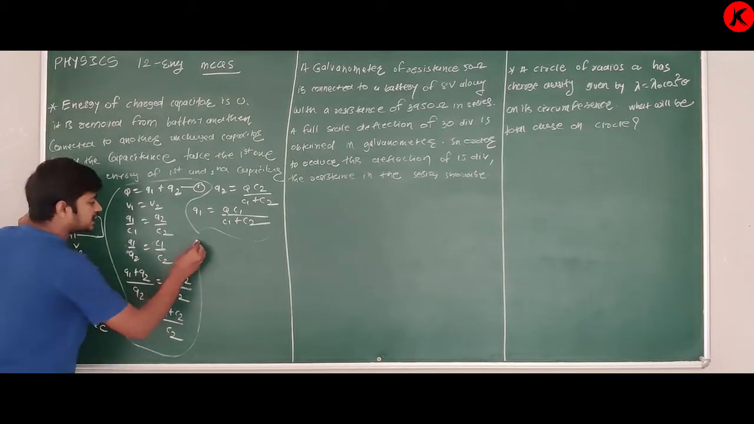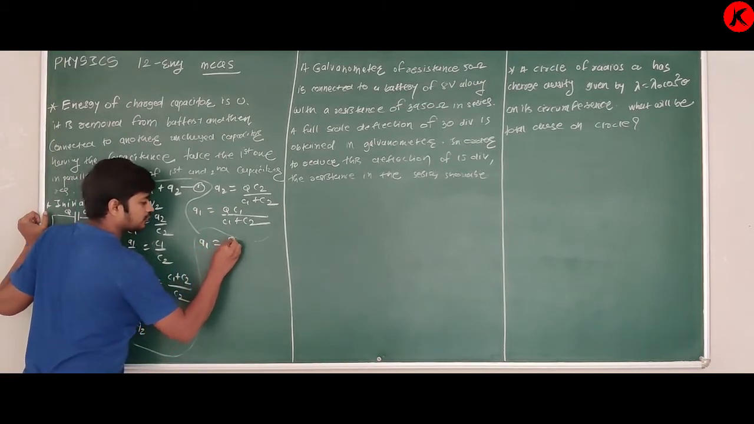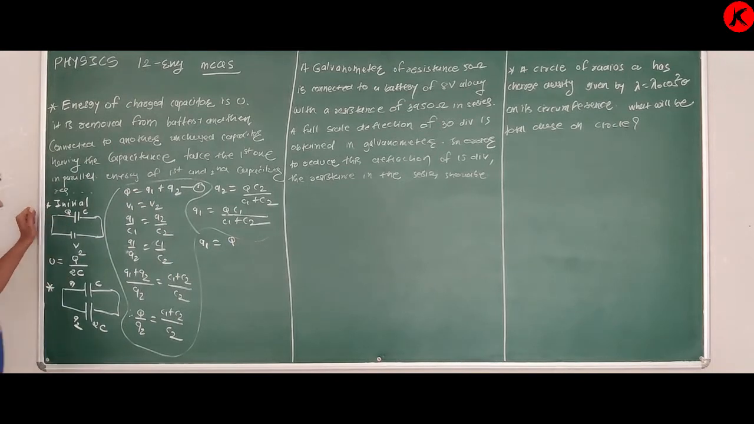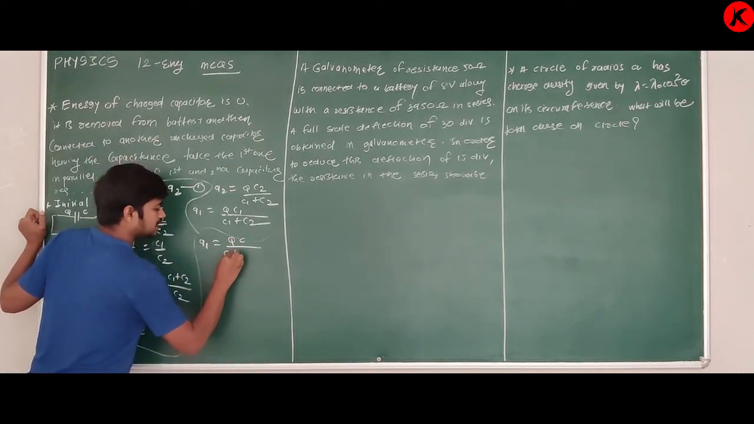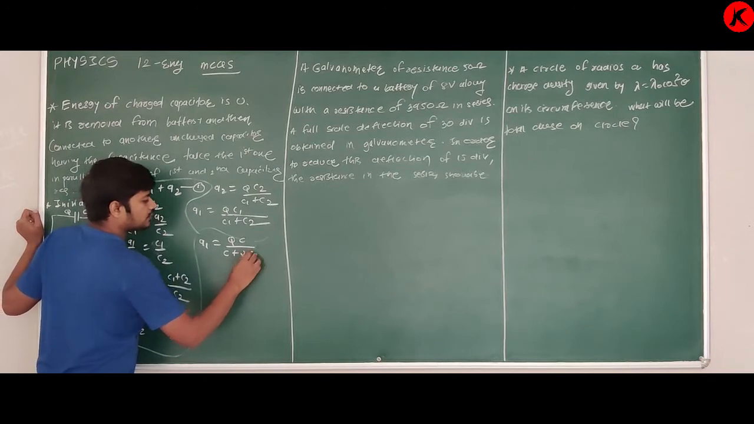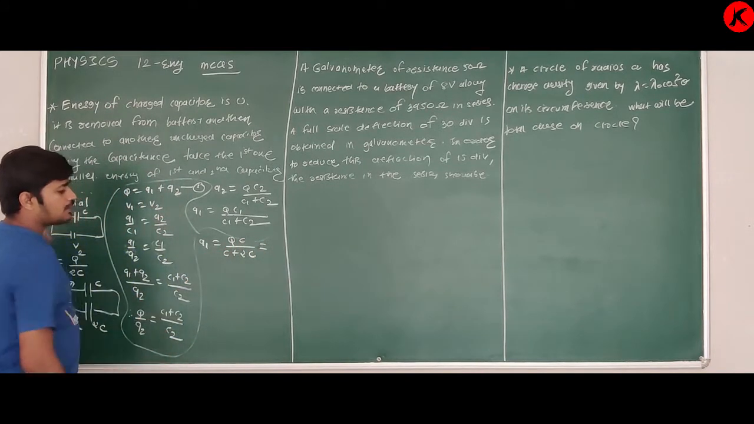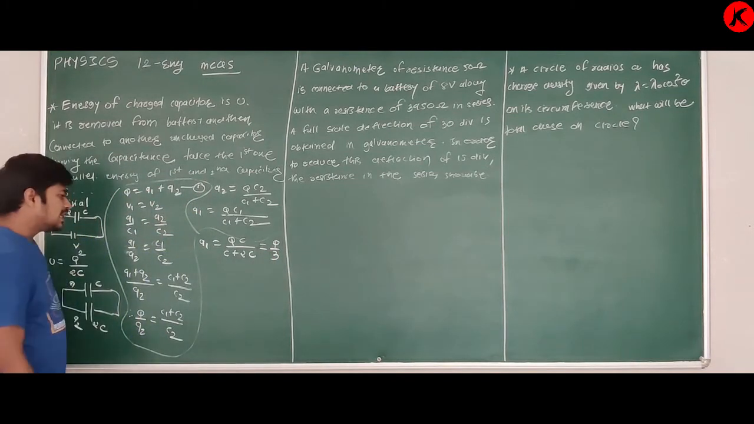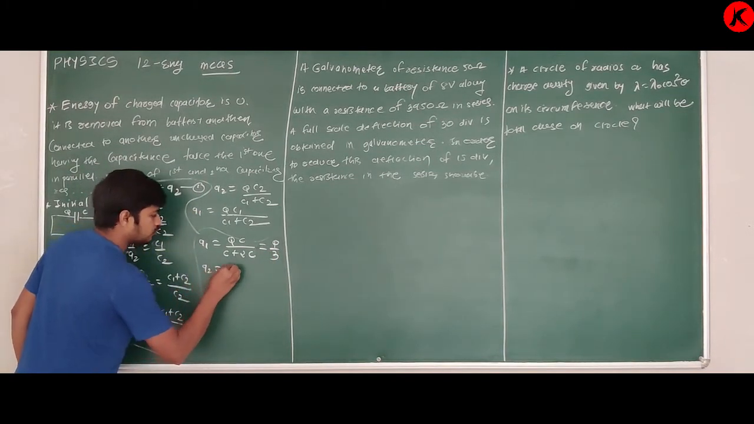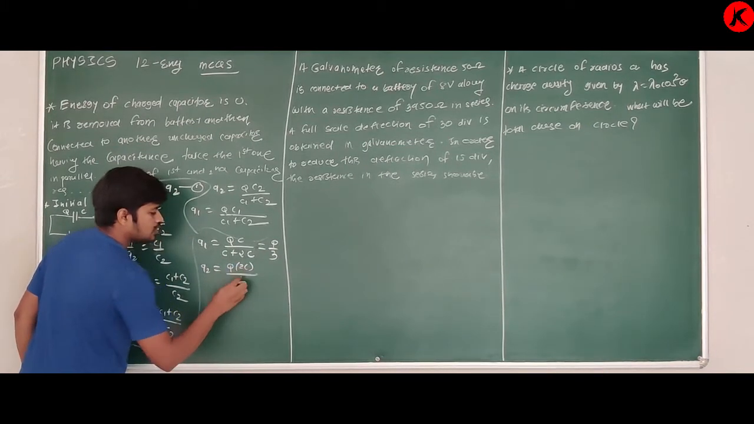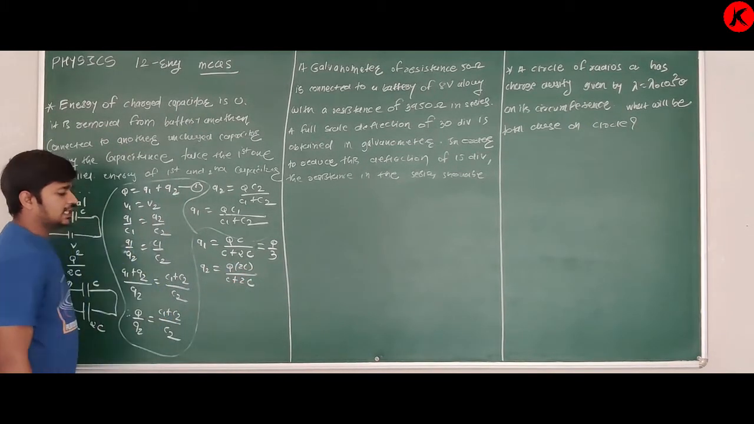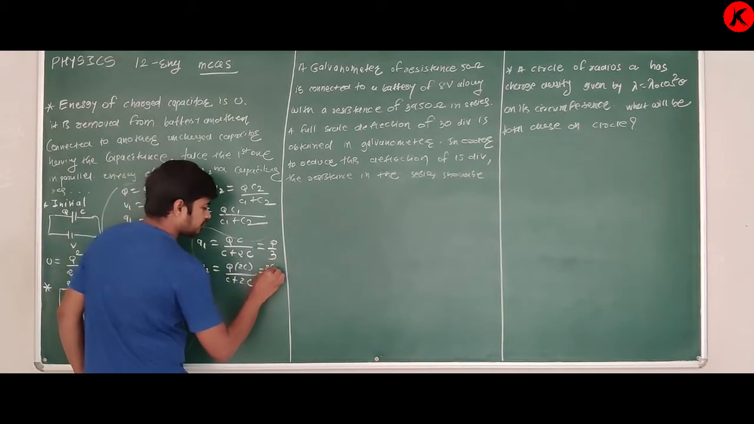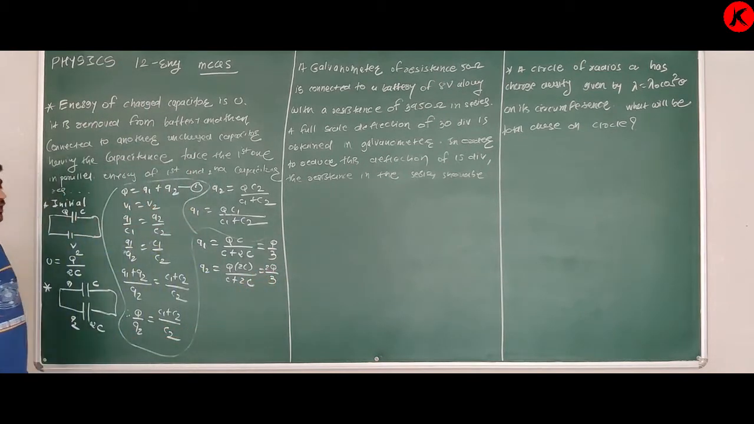For this particular case, Q1 is equal to Q times the initial capacitance C, divided by C plus 2C, so it is QC upon 3C, which is Q by 3. Similarly, Q2 is equal to Q C2 upon C plus 2C, which is 2Q by 3. So we can easily find Q1 and Q2 after connection if you remember these equations directly.